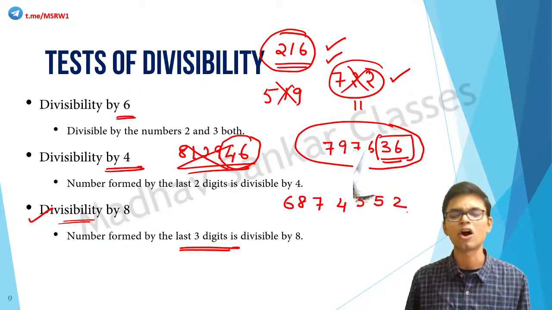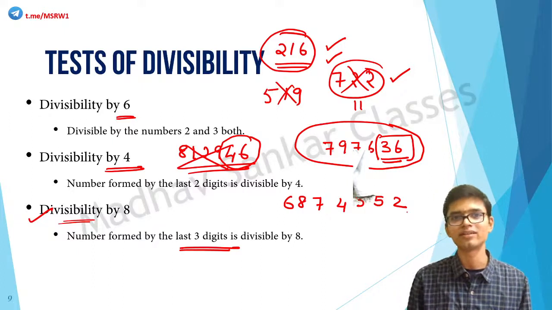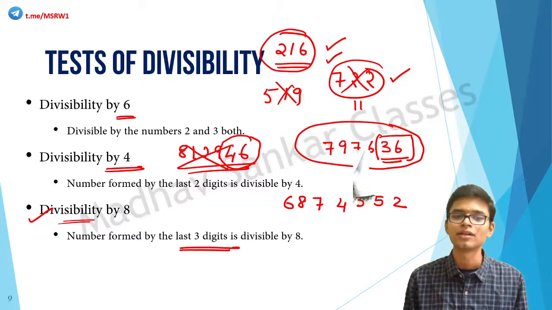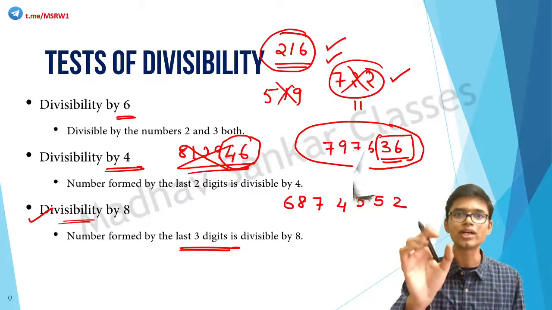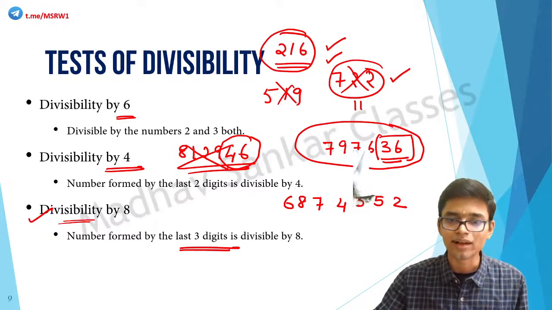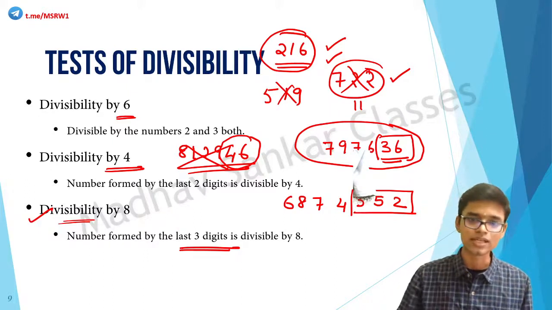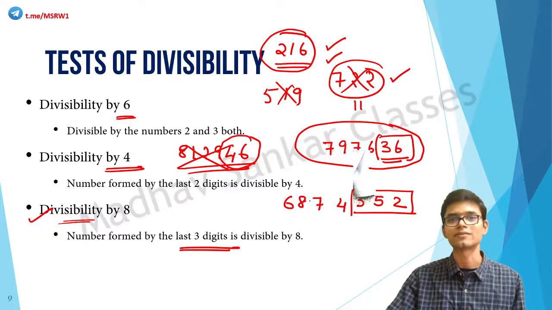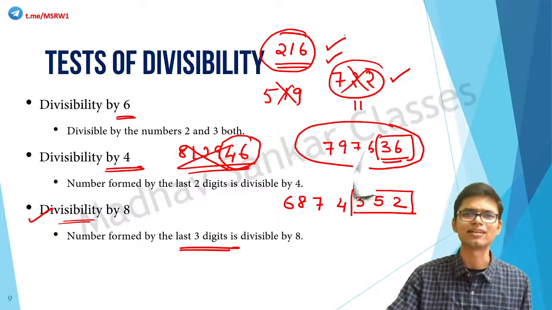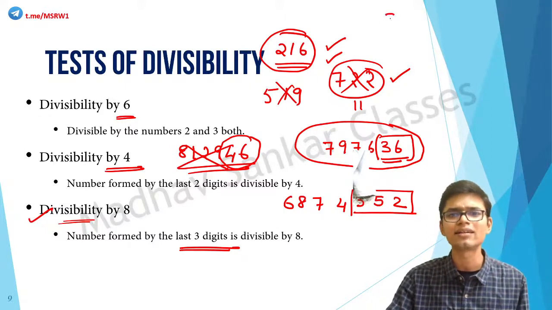Okay, so 6874352, a long number. If you are going to divide this, it takes some time. So what are we going to do? We are going to do the easier method. We are going to take the number formed by the last 3 digits, that is 352. And now we are going to see if this number is divisible by 8. That doesn't take much time, right? Dividing a 3-digit number doesn't take time. So 352 divided by 8 is what?